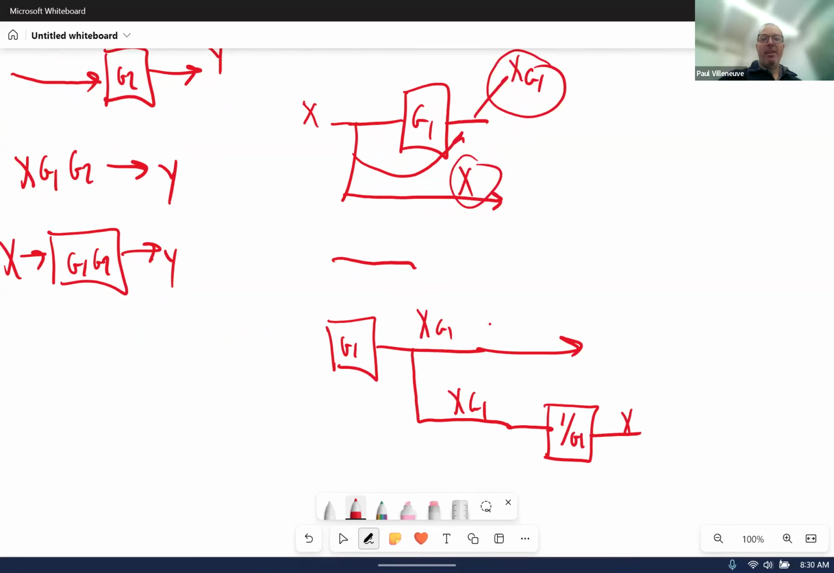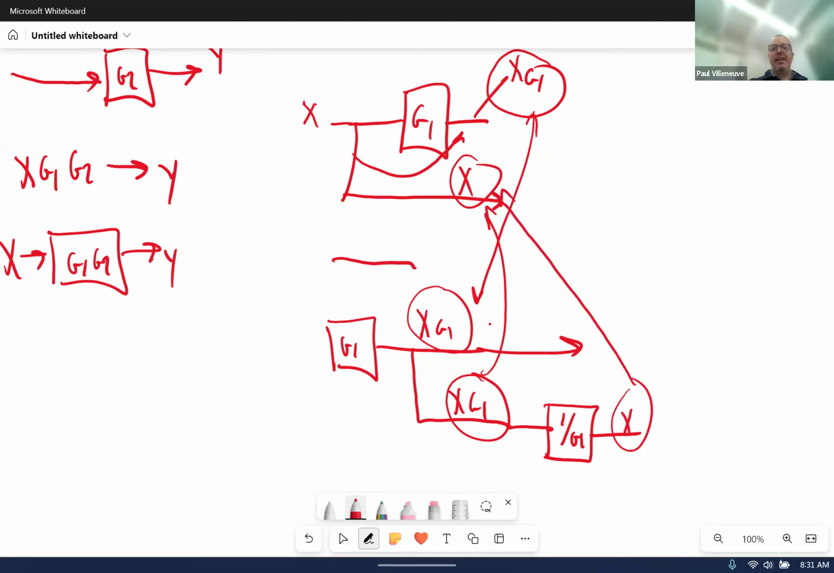If I move my pickoff point to the right-hand side of the block, I have my XG1, so I'm good to go over here. But unfortunately, I have XG1, and I want X. So how do I get X? I just multiply by 1 over G1, and now I get the same thing. So if you're ever stumped, that's the process I would follow. Just lay it out, and hopefully it makes it a more simplistic approach to follow.